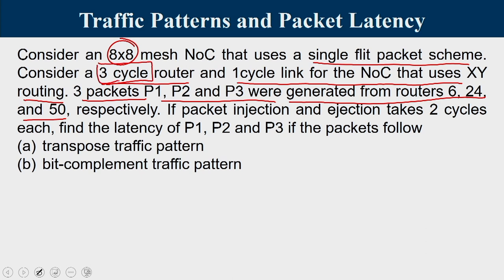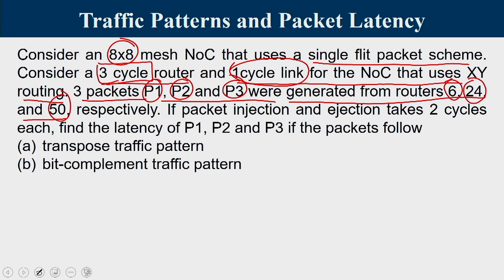So we have learned different functionalities of the routers like buffer write, route computation, virtual channel allocation, switch allocation and switch traversal. Together all these 5 operations are divided into 3 cycles, and it takes 1 cycle through the link. So moving from one router to another, it will take 3 cycles inside the router, that is the processing time inside the router, and 1 cycle in the link. So in total a hop will take 4 cycles. It is using XY routing. Now we are talking about 3 packets, P1, P2 and P3, which start from 6, 24 and 50 respectively.